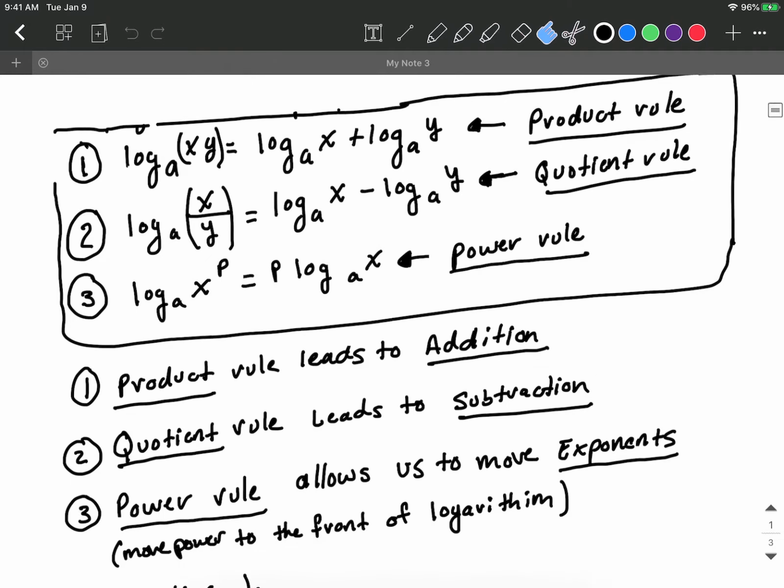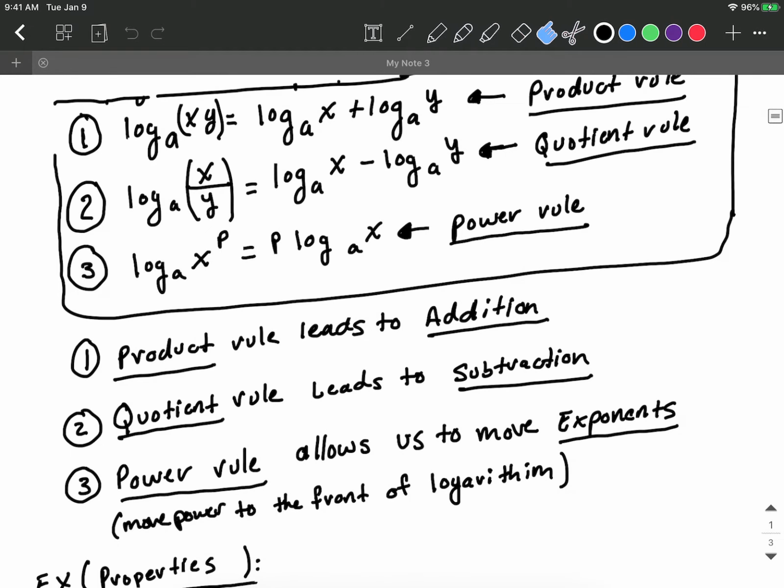Just keep on repeating to write the log a. Now when we look at number 2, we see the quotient. The quotient rule leads us to subtraction. So anytime we see division, anytime we see a fraction with a logarithm, that becomes subtraction. Anytime we see division, we think subtraction, and anytime I see product or multiplication, I see addition.